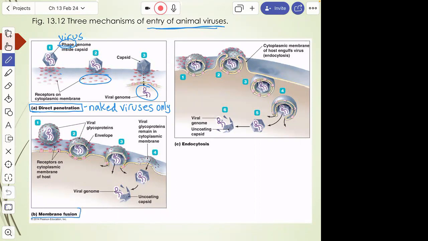There's membrane fusion. Okay, so you can have a membrane-bound virion that fuses its membrane with the cell membrane of a host cell. So that membrane gets left on the outside. The capsid and the nucleic acid enter the cell. The capsid falls off pretty quickly, and then you're left with the viral genome. So this is going to be enveloped viruses only.